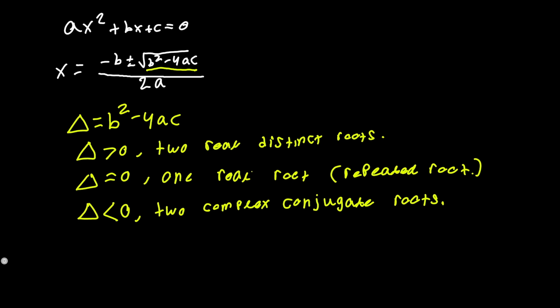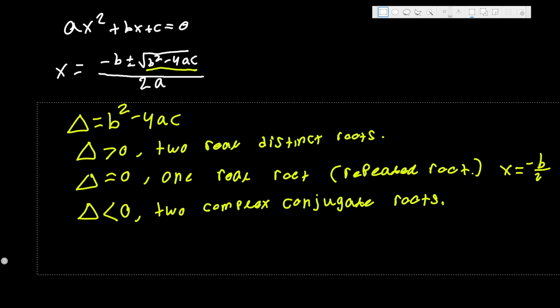So for delta equal to 0, the solution is namely x is equal to minus b over 2a because the square root is gone. Meaning when the discriminant is equal to 0, you don't have the b squared minus 4ac. All of this disappears, which just leaves minus b over 2a.